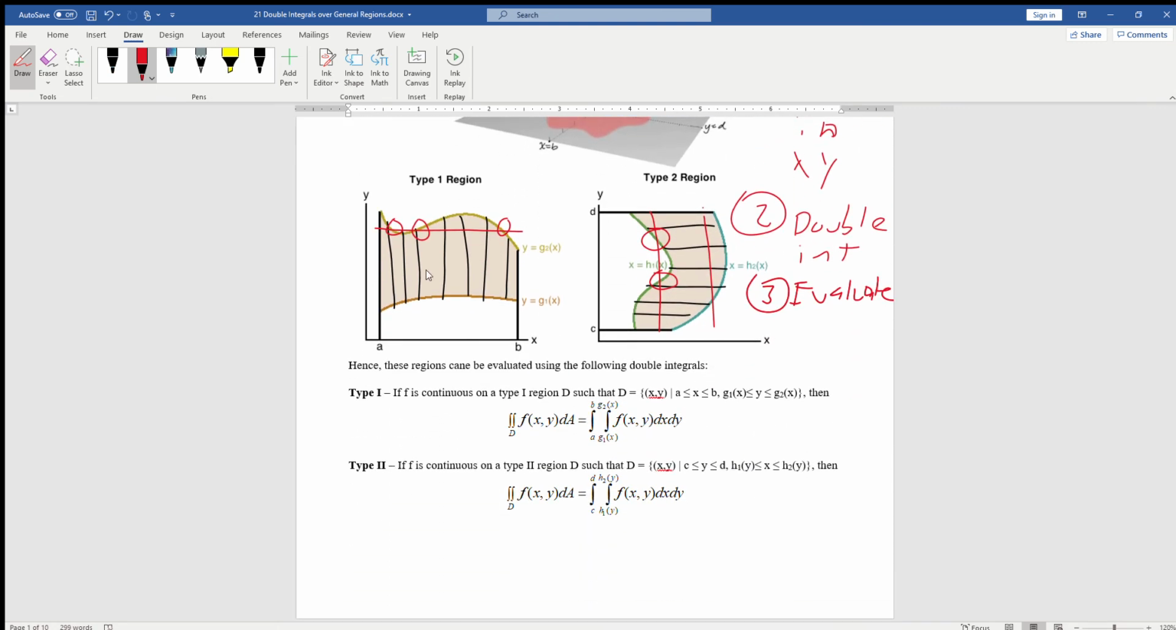Below, these are the definitions for type 1 and type 2. And of course, just like with any integral, we're going to assume continuity. And we have this region D. If it's a type 1 region, we're probably going to evaluate with respect to y first, because in general, we're looking at the function in terms of y first, so that should be dy dx. I do apologize.